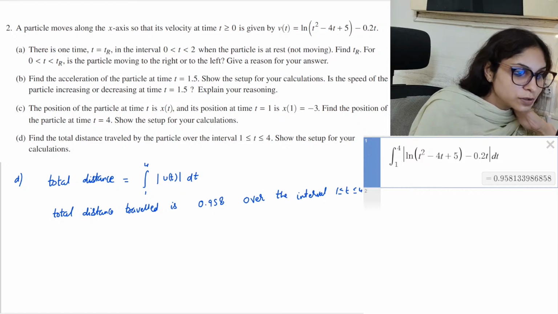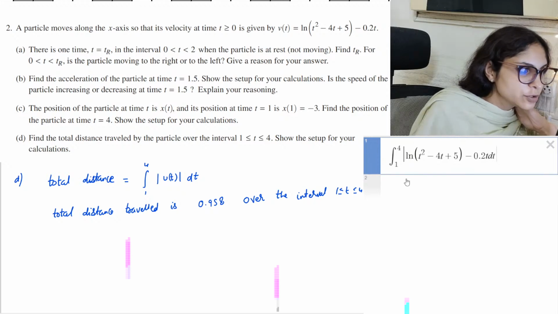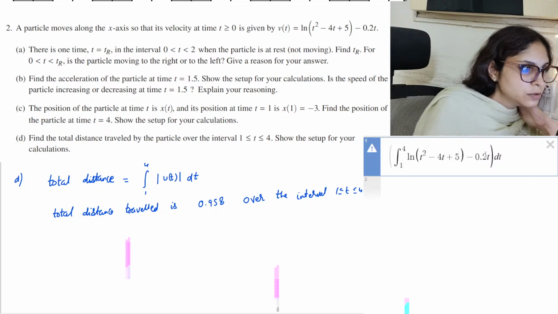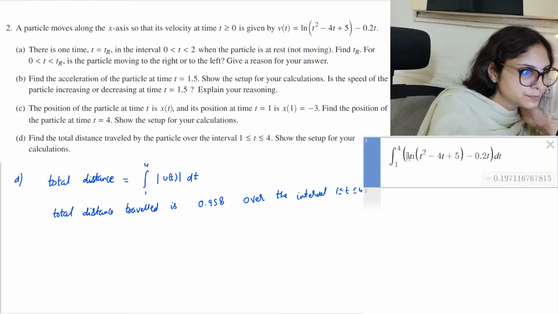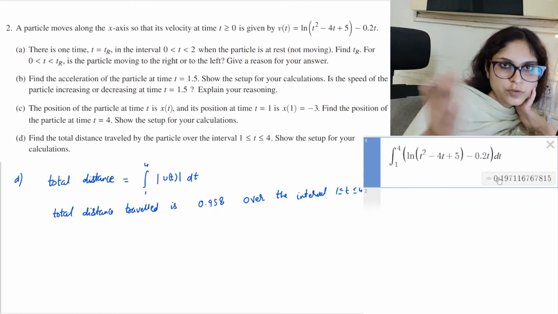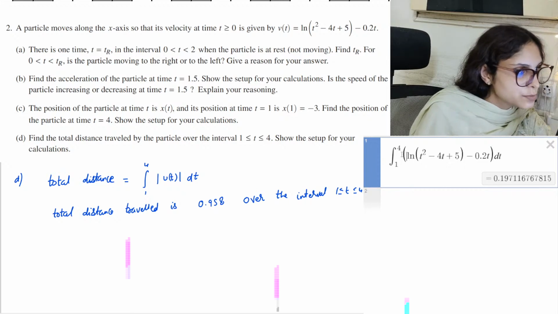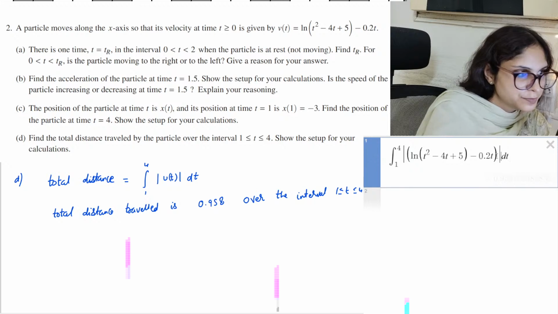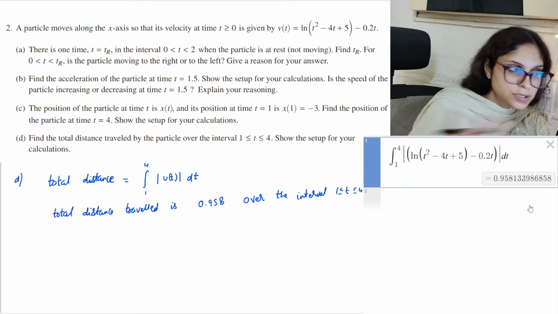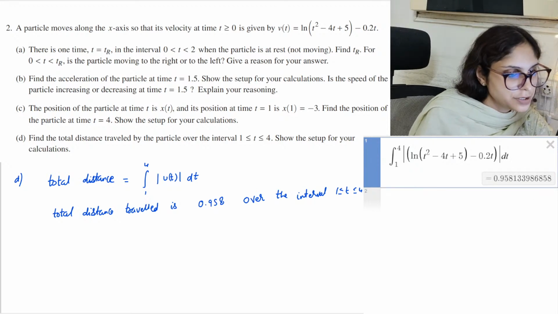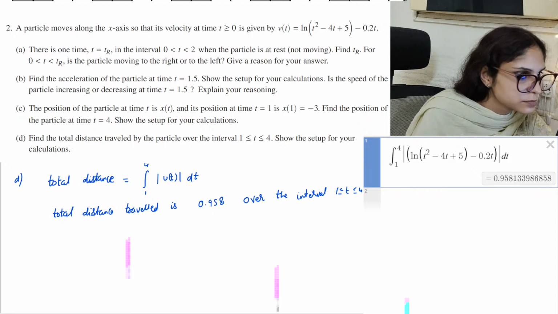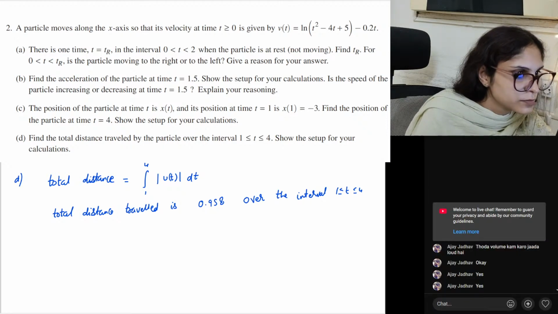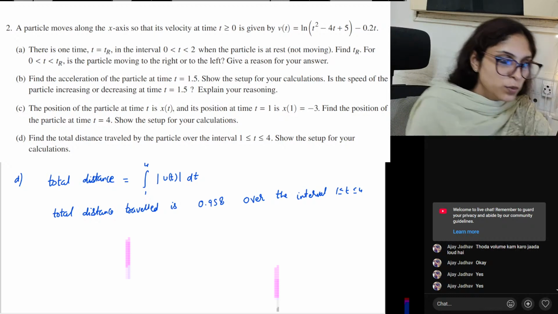See, if you do not put the absolute value, then it will be telling you the position. And position can be, you can move to the left, you can move to the right. So if you remove this, you should get a smaller value, 0.19, because you're moving back and forth. So that is why it is important to put the absolute value so that you can get the total distance traveled, and that is 0.958.